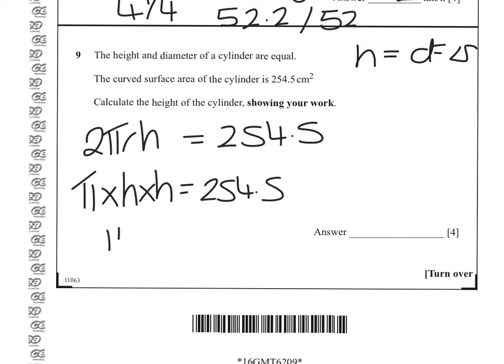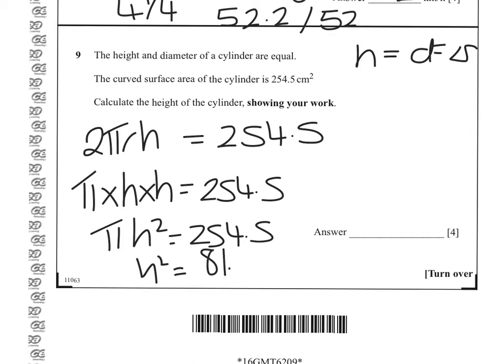254.5. So pi times h squared is 254.5. H squared will be 254.5 divided by pi, which is 81.009, and the height will be the square root, which is 9.0. Again, there are no units in the answer line, so I'm going to add them, and that's 9 centimetres.